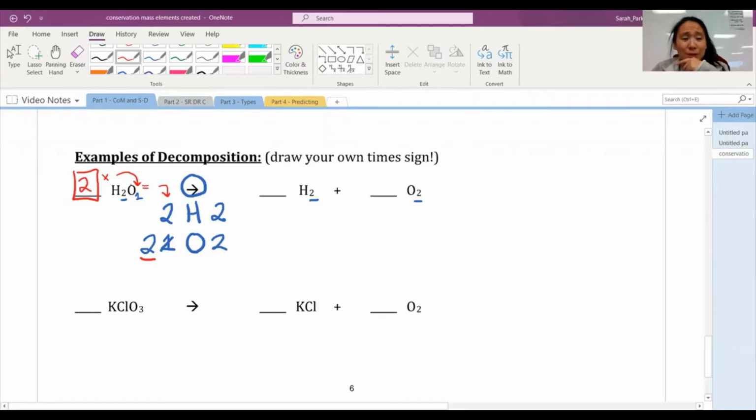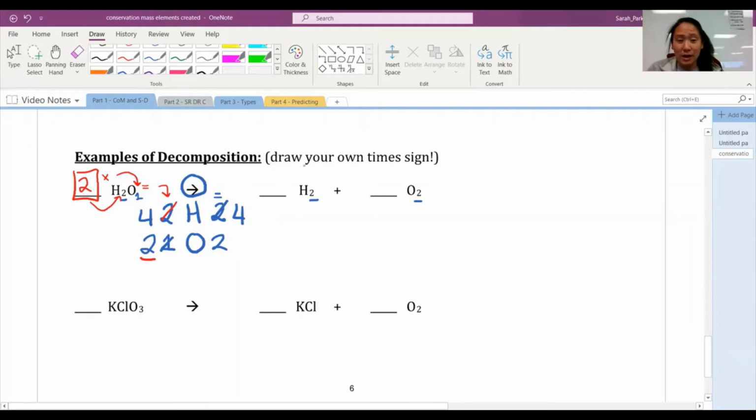Now remember that every time you put a coefficient here, you got to ask yourself, did I affect any other elements? So 2 times 2 is what? I don't have 2 hydrogens anymore. I now have 4. Okay, so I have 4 hydrogens that I need to deal with. So now it's not equal.